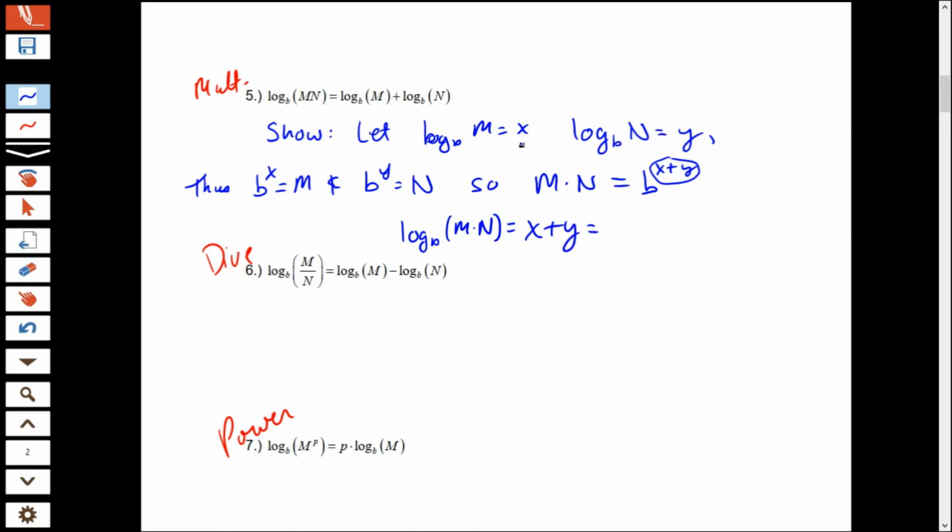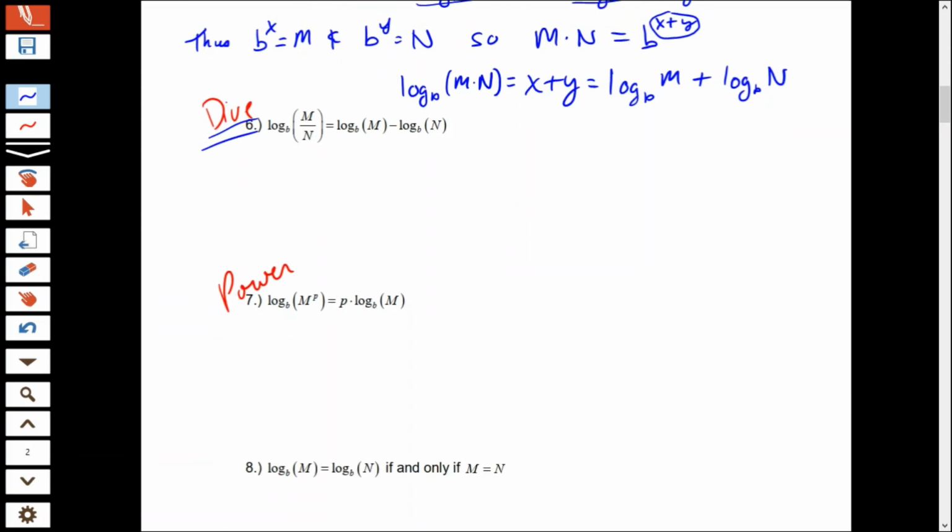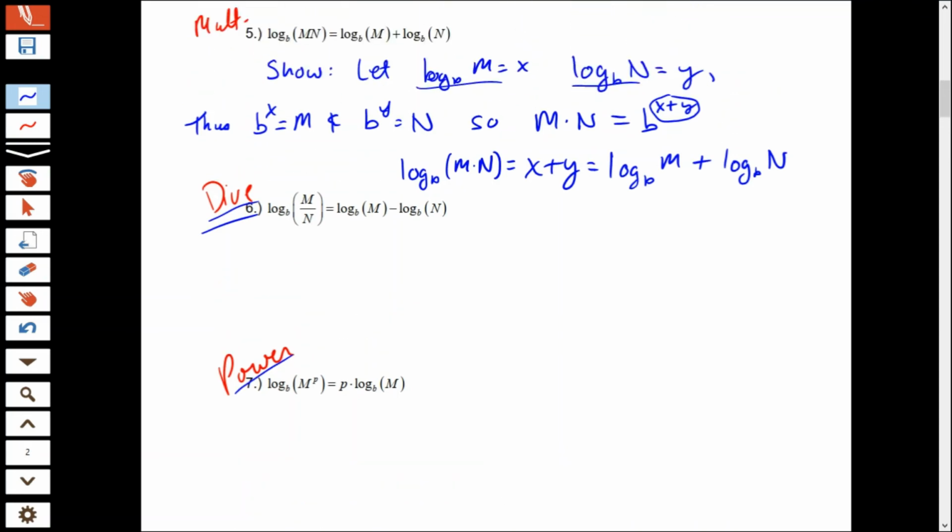But of course, what is x plus y? Well, x is log base b of m, y is log base b of n. That gives us log base b of m plus log base b of n. So this follows directly from the exponential property of multiplication. And of course, you could do the same kind of thing for division and a similar type of argument for a power. So a product inside your log splits up into addition.